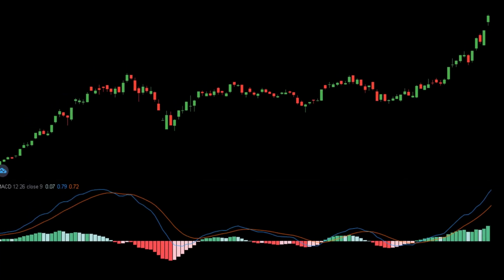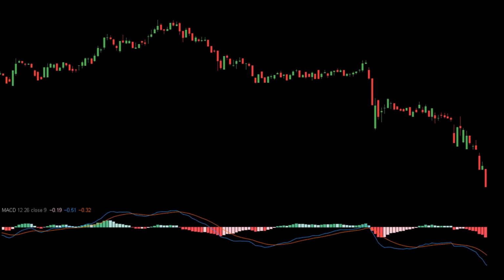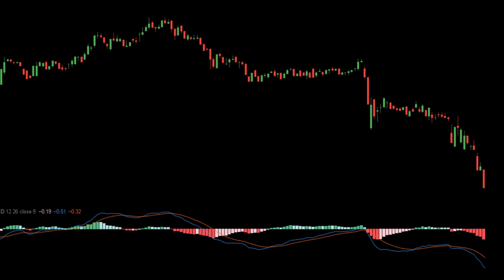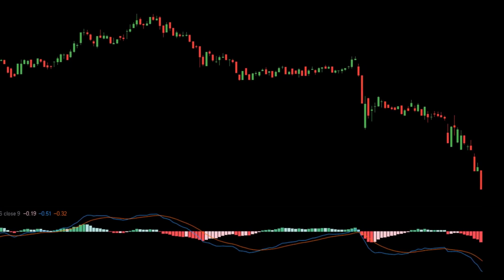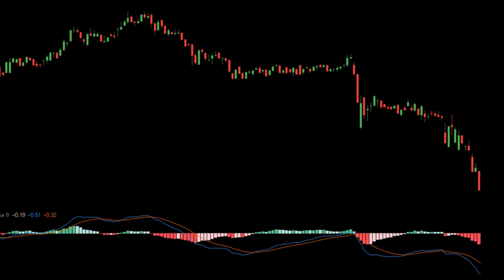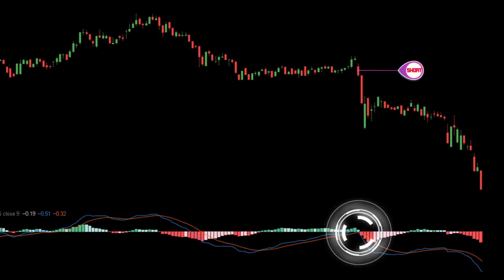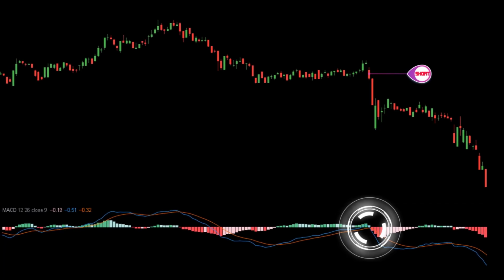Similarly, in a strong downtrend, when the MACD line returns to the zero line, it may be a great setup to look for short opportunities. In this case, wait for the MACD line to cross below the signal line, and then place your short entry right at the crossover.